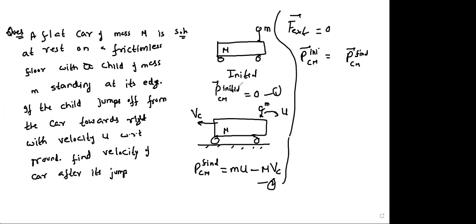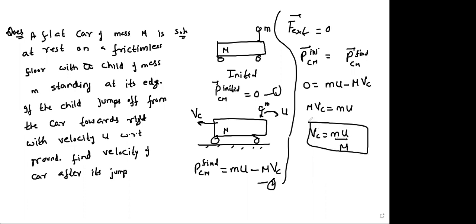Use this equality and get the value of V, the velocity of the car. If I equate them, the initial momentum is 0, and the final is mu minus MV. So MV is mu, and V comes out to be mu by M. Yes, sir. So based on conservation of momentum, you can get this type of question.